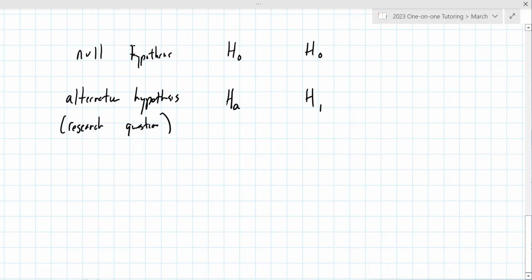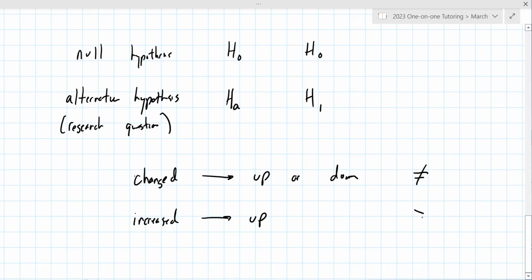And someone comes along and says, I think it's changed. So you're looking for those keywords, like the word changed could mean that it goes up or down. And that's why they use not equal to for changed. If they think something has increased, obviously that means it's gone up. That's where we think it's now greater than. Decreased means it went down. That's where it's a less than.